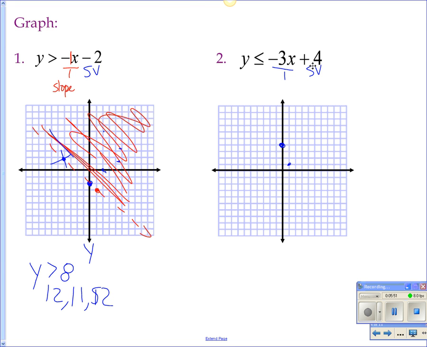Andrea, is this going to be a dotted or solid line? Solid. It has a line underneath. That's a solid line. That's how I remember it. So I'm going to do a solid line. We also have to make a decision about shading. Chuck, is this a less than or greater than? Less than. Very good. Ethan G, where do we shade for less than? Below. Below is underneath the line.